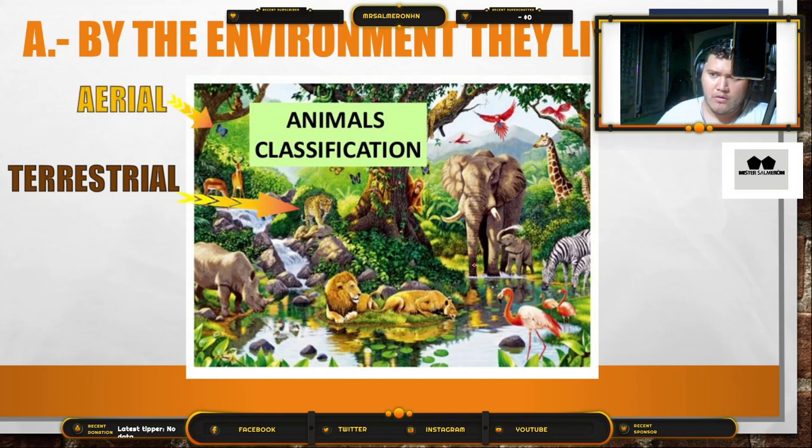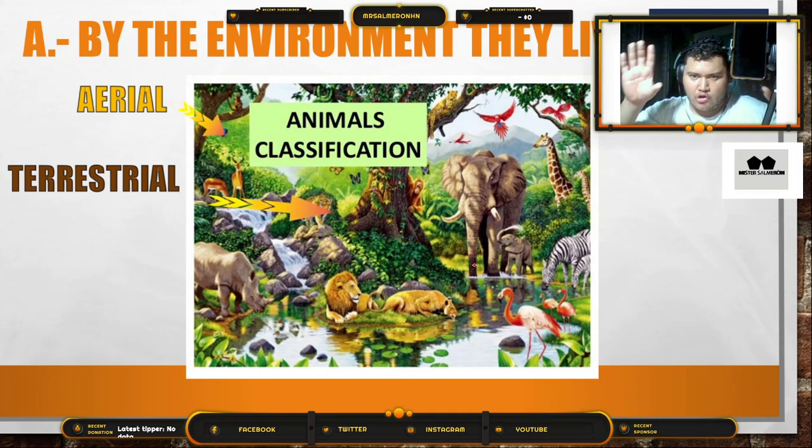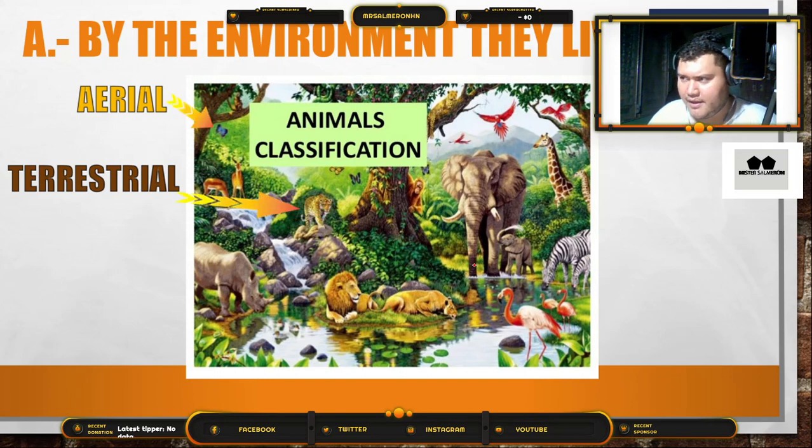Now, are there only terrestrial animals, according to the place they live? No, no, no. There are more. For example, the aerial animals. Those are the animals that can fly. For example, the dove, the parrots, even some insects like the butterfly, the fly, the mosquito. So all the animals that can fly are aerial animals. Remember, not only the birds, the insects too. Aerial animals cover all kinds of animals, not only the birds.